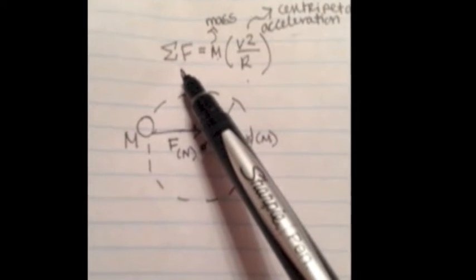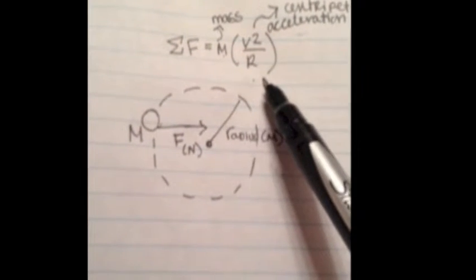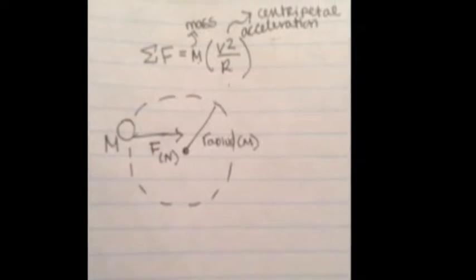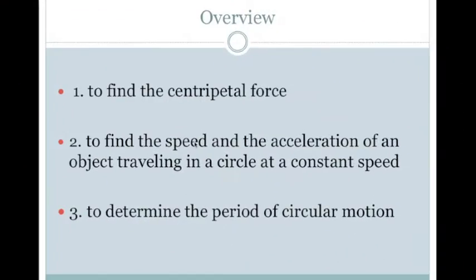The formula, sum of all the forces = mv²/r, also known as centripetal acceleration, sums up how you can find the force. But don't worry, centripetal force isn't something totally new. Like gravity, magnetic force, and tension, centripetal force is just like any other force.